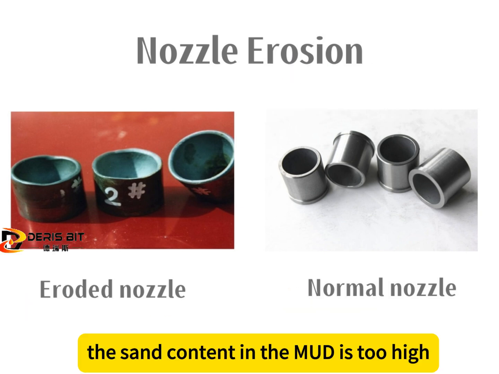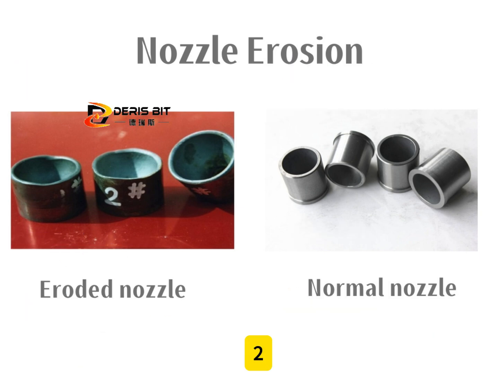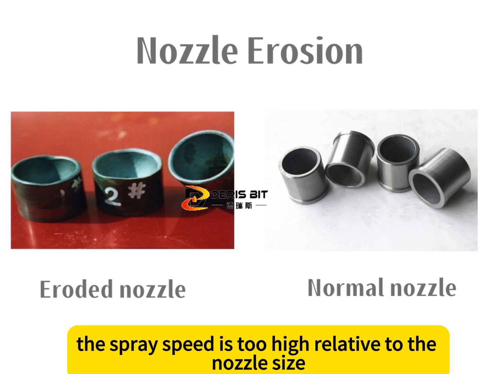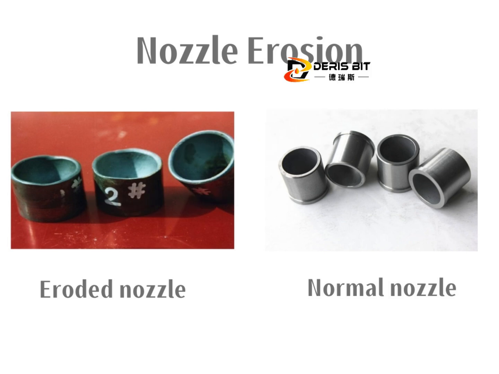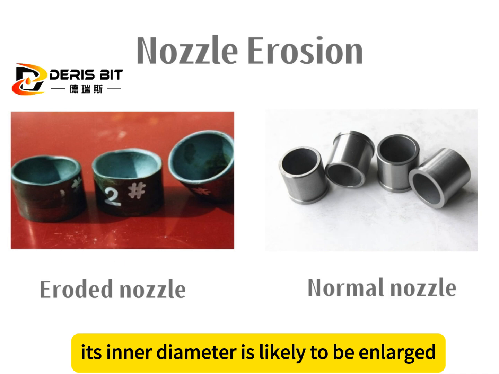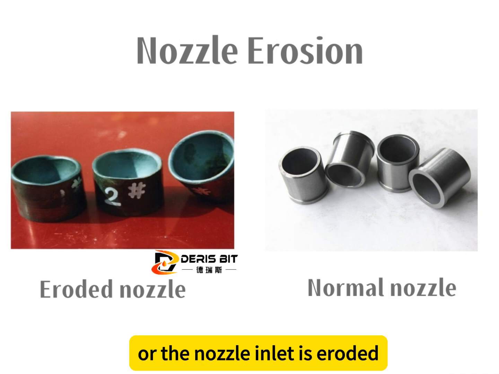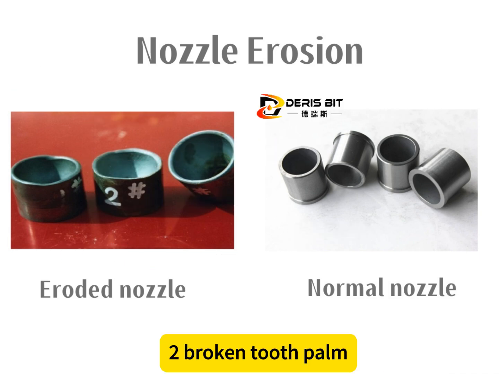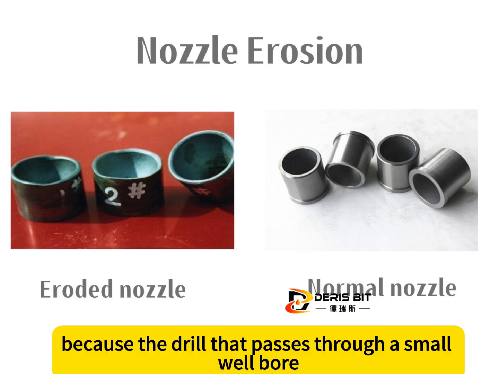The nozzles that are not blocked are likely to be eroded due to the following reasons. 1. The sand content in the mud is too high. 2. The spray speed is too high relative to the nozzle size. If the nozzle is removed and reused, its inner diameter is likely to be enlarged or the nozzle inlet is eroded.